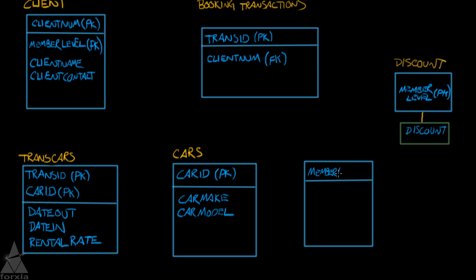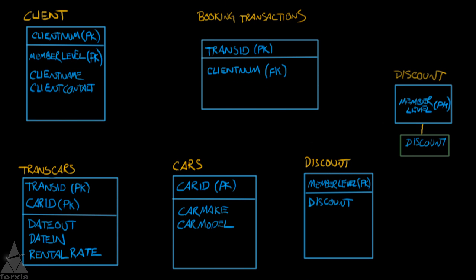In this case, for the member level, we'll call this member level, and that's a PK, primary key. And the name of this entity is discount. So I'll place discount there. And inside of discount, we have the attribute discount. And that concludes creating the entities themselves.